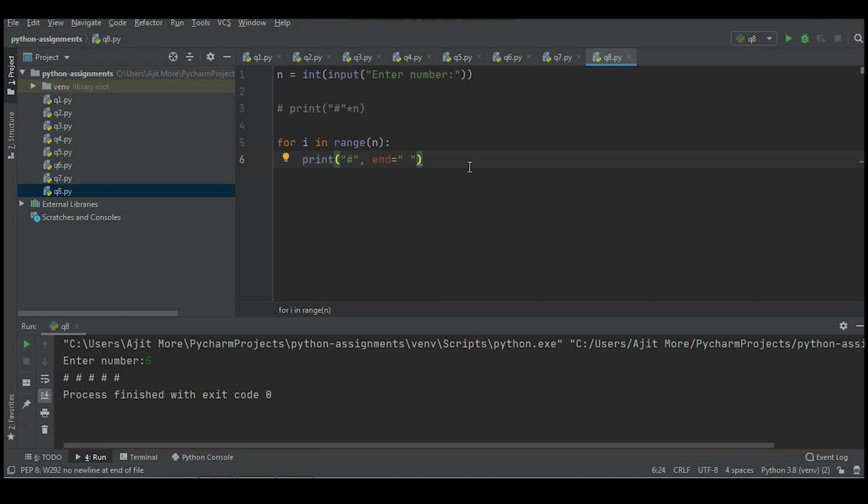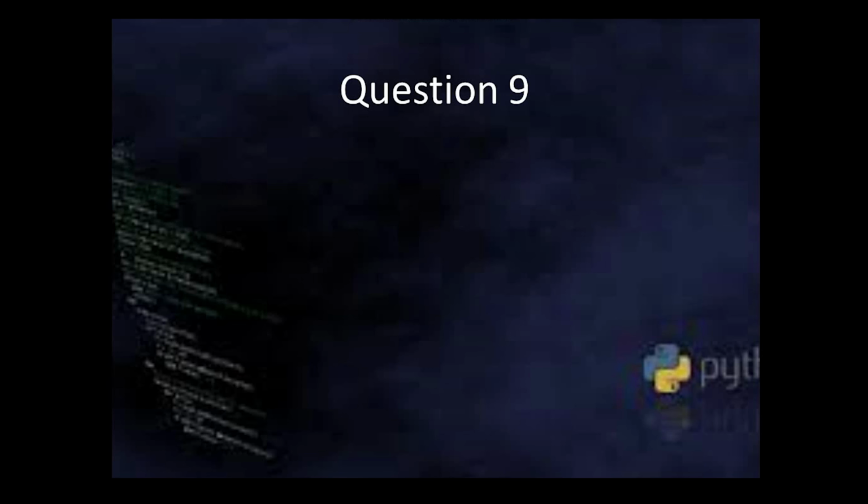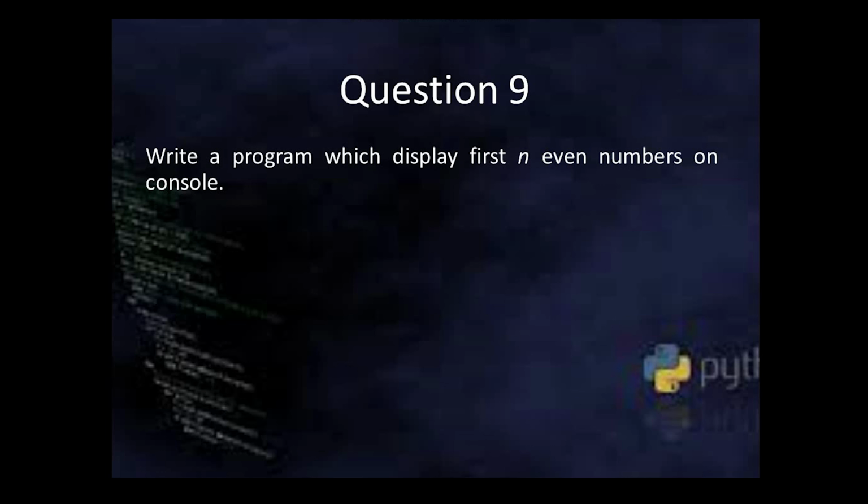Now move on to the next question. Now question number 9. Write a program which displays first n even numbers on console. Like for example, if I input value 10, it should display values from 2 till 20, means 10 even numbers. First even numbers start with 2, and likewise we have to display how many even numbers, 10 even numbers. That depends on what n you're inputting.